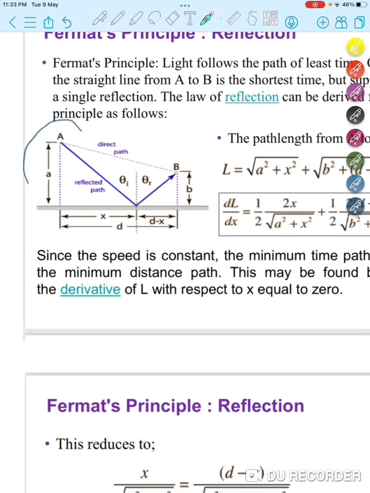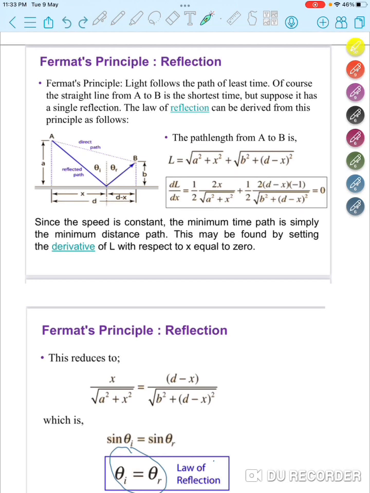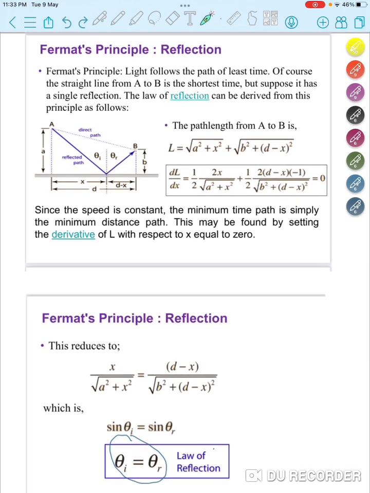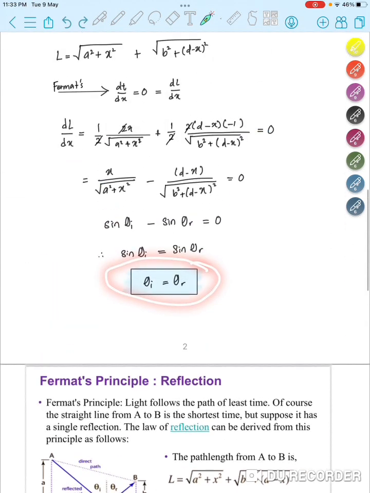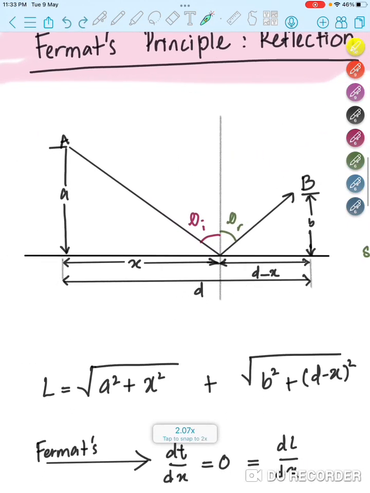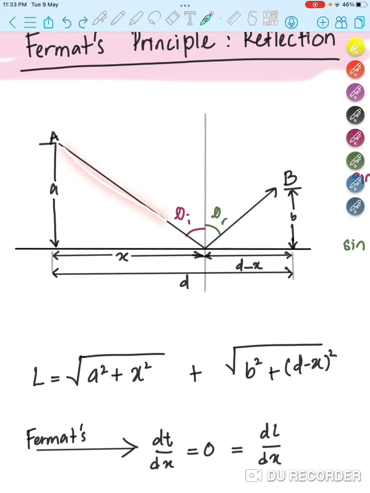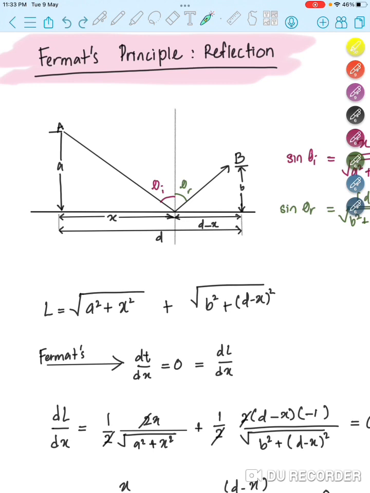So this is the diagram of the reflection. Since the speed is constant, the minimum time path is simply the minimum distance path. This may be found by setting the derivative of L with respect to x equal to 0. Now I will explain using the diagram I have drawn. This is the angle of incident and this is the angle of reflection. This is the height of the incident and this is the height of the reflection. This is the length of the incident and this is the length of the reflection.